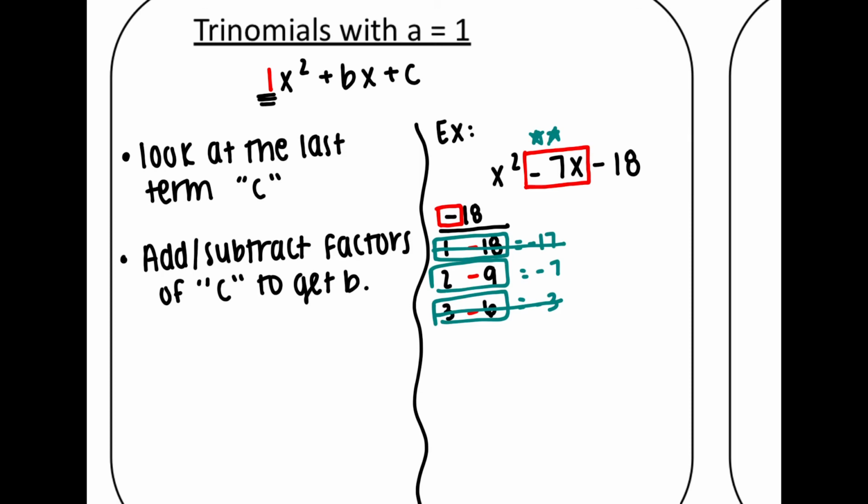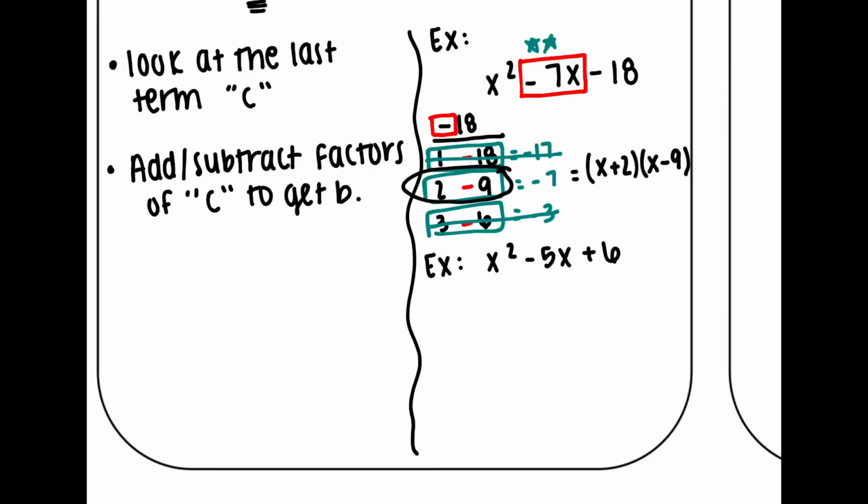Now, because this is trinomials with a equals 1, you're basically done. You have two parentheses. You put x in front of each of them, and then you put the numbers we just found, so 2 and negative 9, with their sign. 2 is positive, so it's going to be plus 2, and that negative 9 is negative, of course, so it'll be minus 9. So x squared minus 7x minus 18, the factored form is x plus 2 times x minus 9. Now I'm going to do another example, x squared minus 5x plus 6.